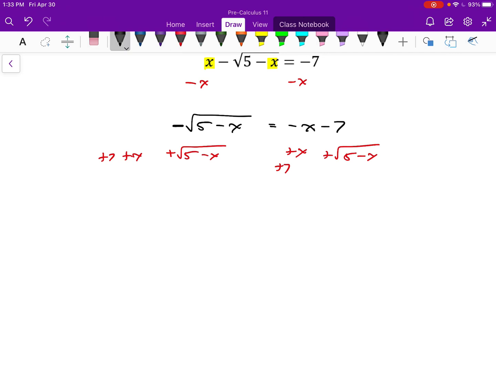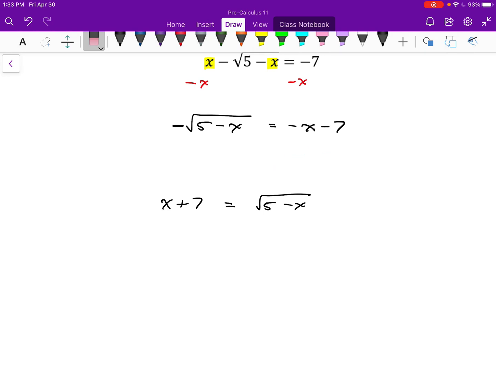And so I now have just x plus 7, which I like a little bit more, equals the positive square root of 5 minus x. Again, that last step there, I'm going to erase all that red stuff. It wasn't essential, but it just looks a bit nicer to me, and therefore I like it better. Now I want to square both sides.